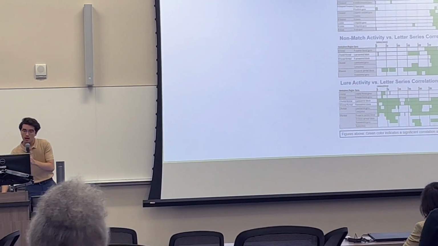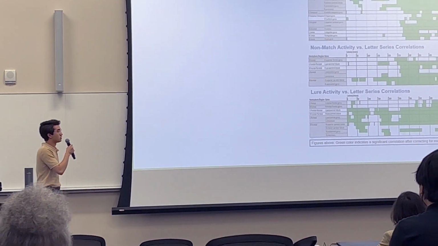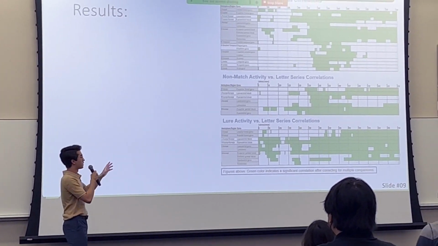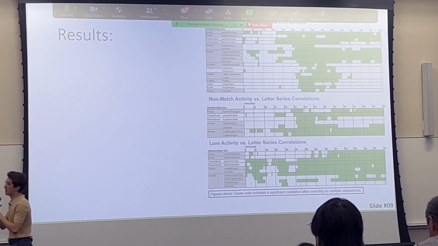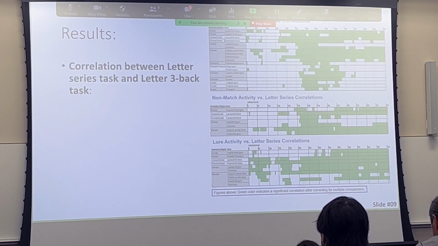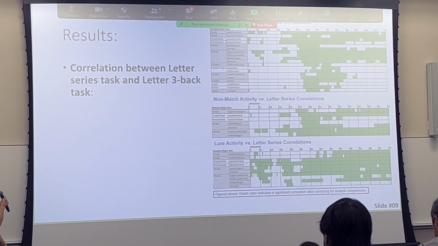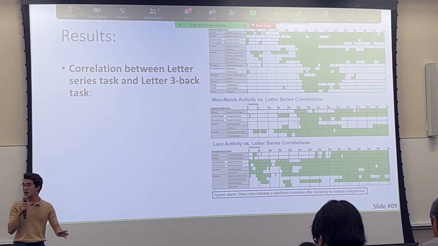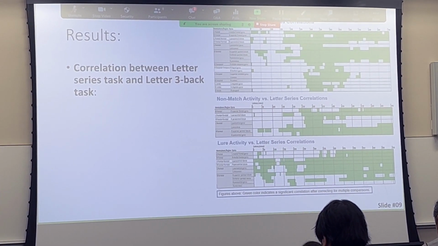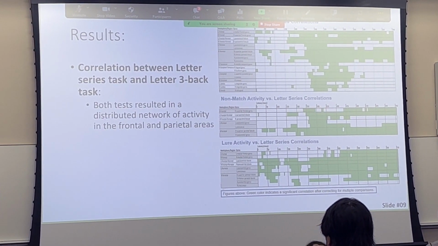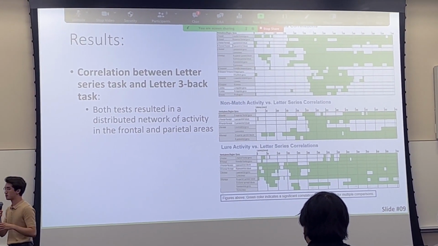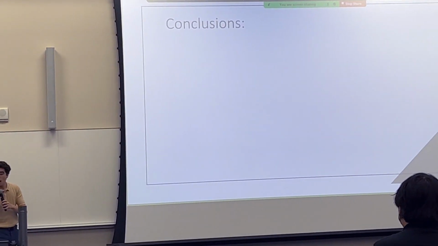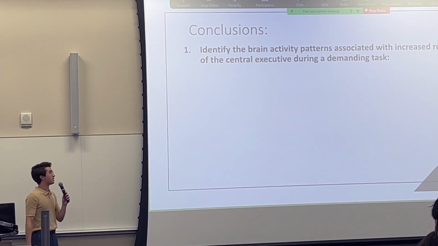Okay? The last bit of our results was when we were comparing the letter series task to each of the 3 trials within the letter 3 back task. What we ultimately found is a correlation between the letter series task and the letter 3 back task. Specifically, we found a distributed network of activity in both the frontal and parietal areas in both tests. Okay?